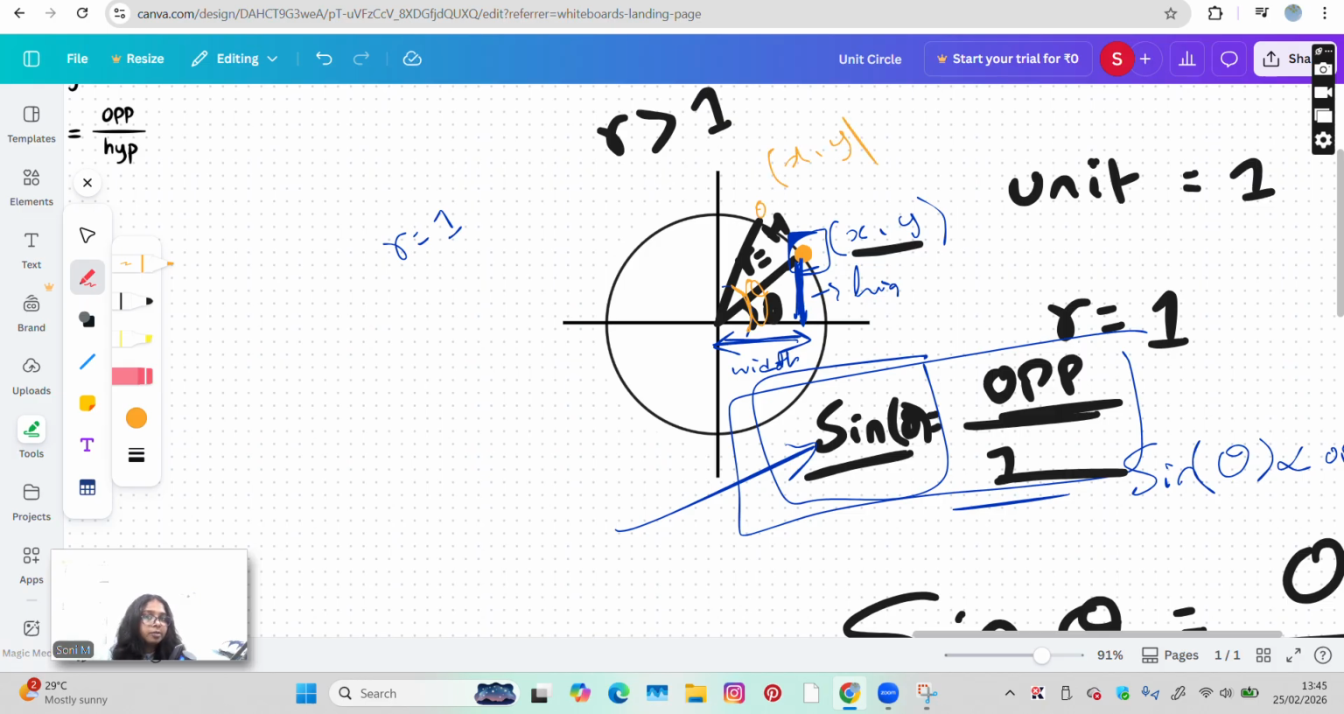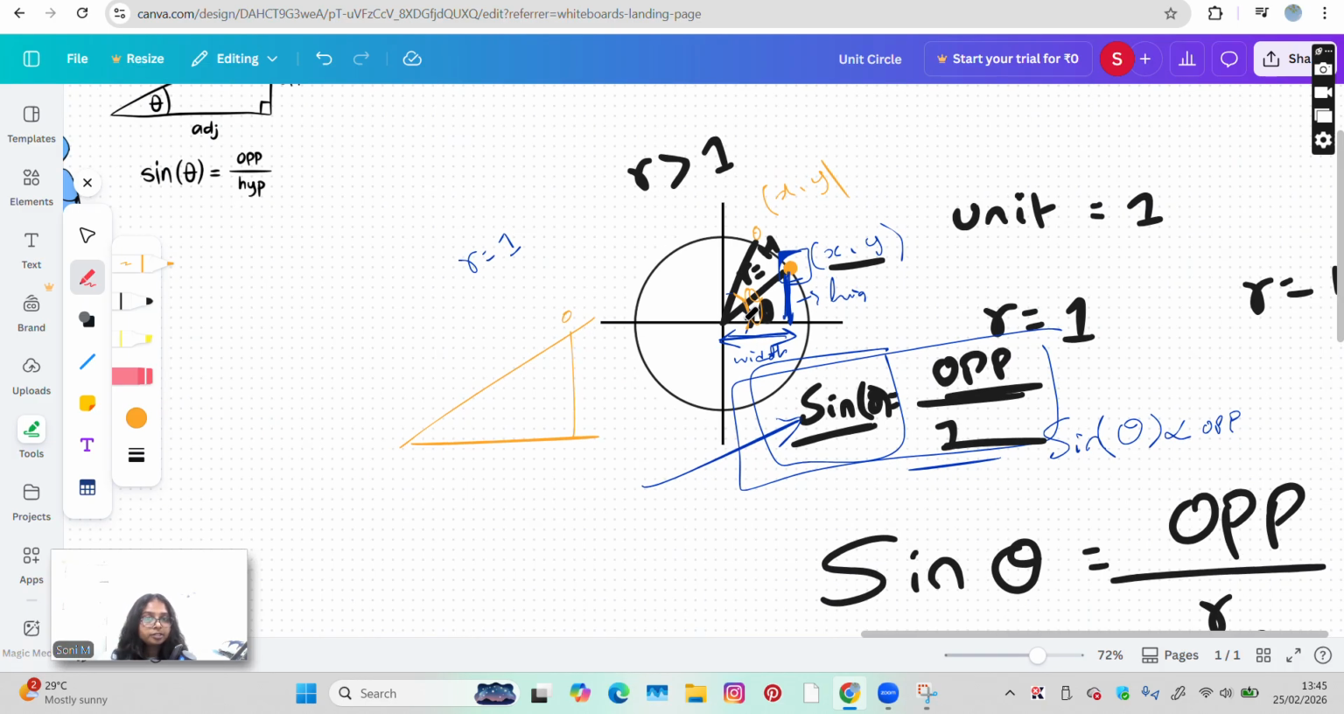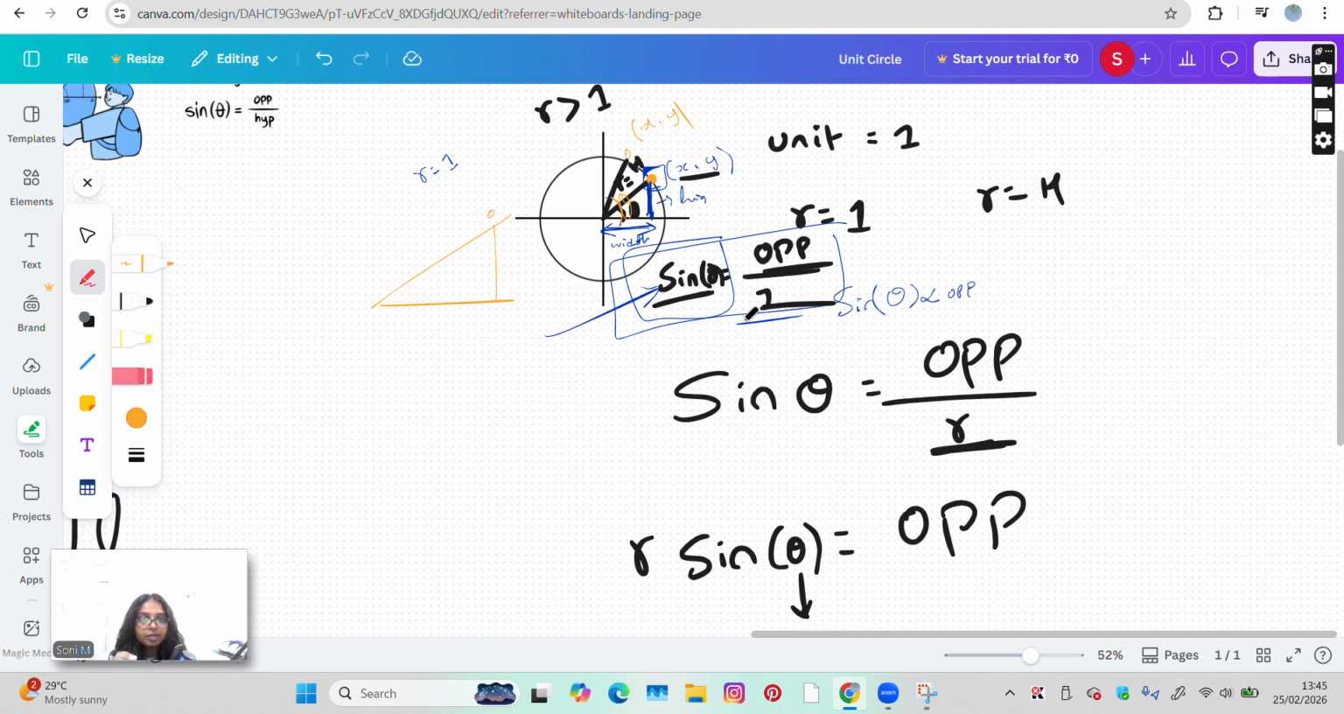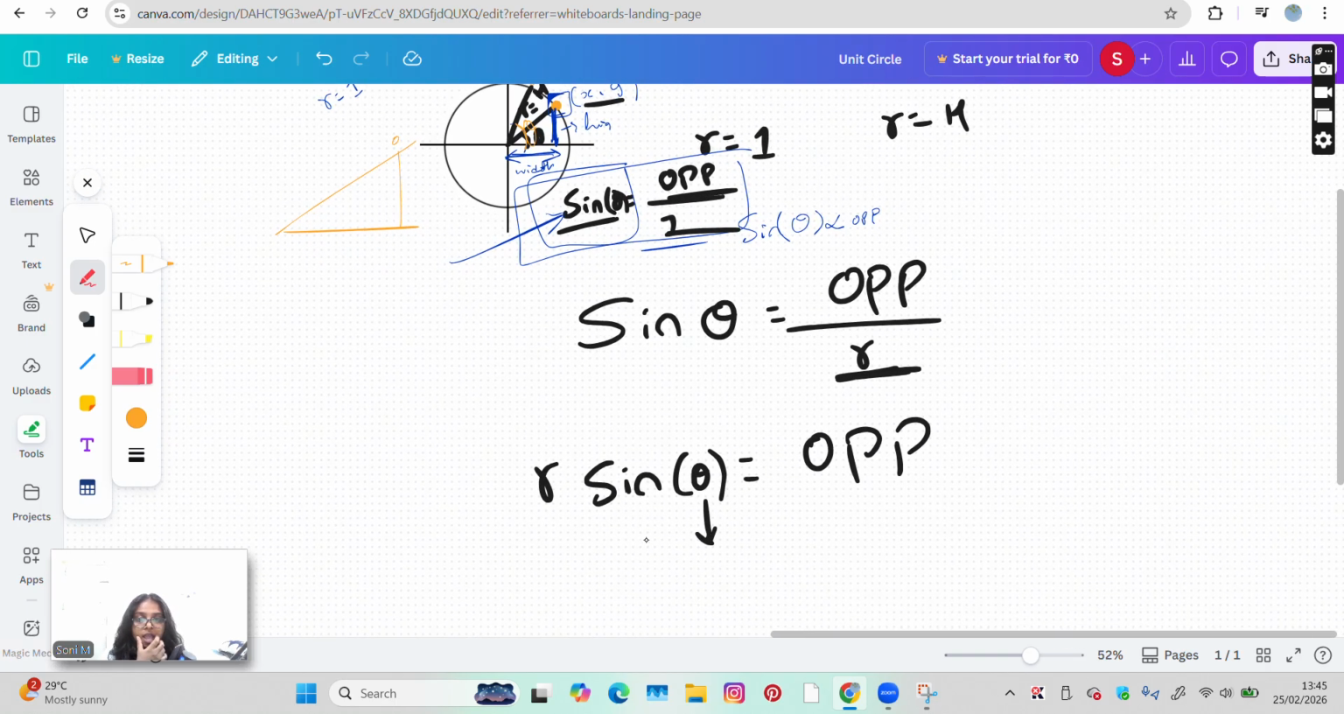X and y coordinate: x defines the width and y defines the height, and this resonates with the right angle triangle. That's the major use of analyzing the right angle triangle, to recognize the points. Okay, I hope that makes sense. You see, the radius multiplied with the sine of theta function gives you the length of the triangle, which is your opposite side. That's it.